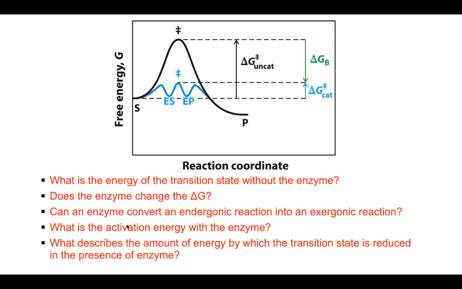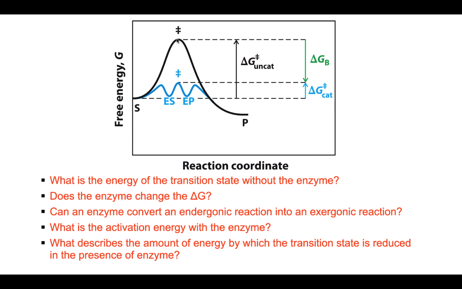Let's do it together. So what is the energy of the transition state without the enzyme? That is going to be right here, right? It's not the substrate. It's not the energy of the product. That double dagger means transition state. And so the energy of the transition state without the enzyme is right here. So whatever that number is right there.